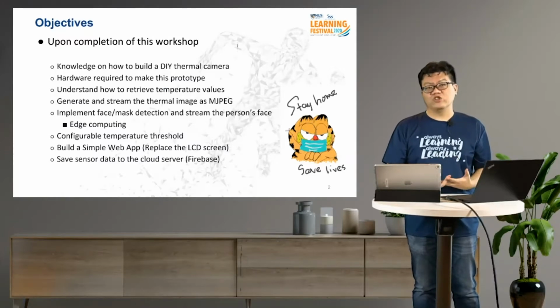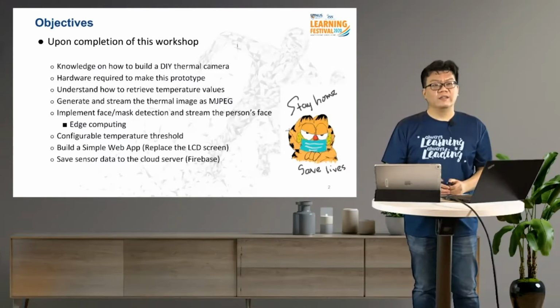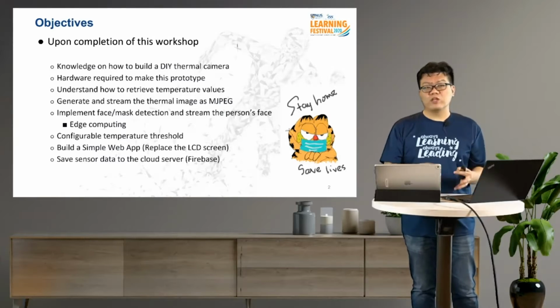So there's face detection, and a person wearing a mask is also detected. The detection is executed on the device itself, not on the cloud, so this demo involves edge computing. And lastly, you can configure the temperature threshold if the room temperature is not suitable for the default threshold, through a web application that is hosted on the device itself.